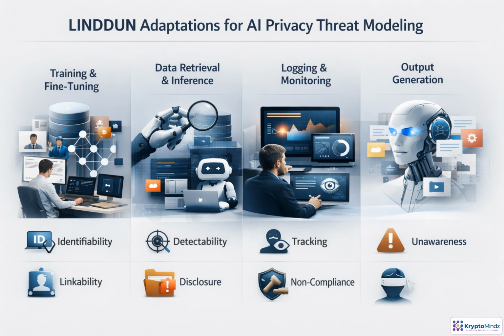LINDDUN gives us a privacy-first lens for AI threat modeling. Instead of asking only, can the system be attacked, we also ask, can people be linked, identified, observed, exposed, or processed unfairly? In AI, those risks can appear in training data, retrieval, inference, logs, monitoring, and generated outputs. The practical move is to trace personal or inferred data through each stage, then test for transparency, policy compliance, and unexpected exposure.